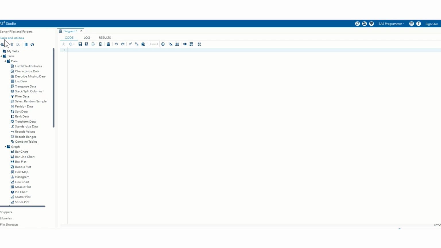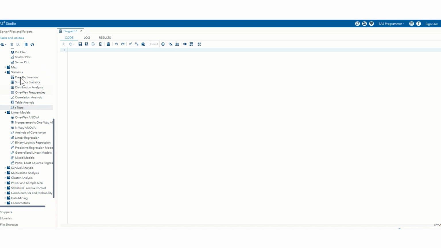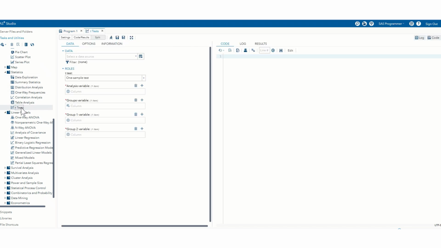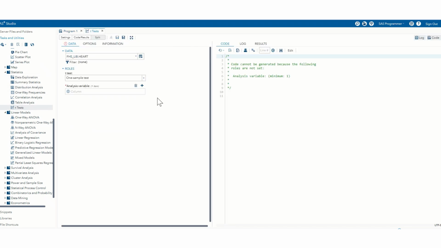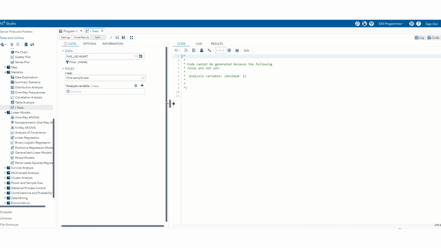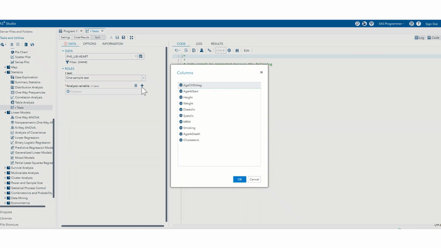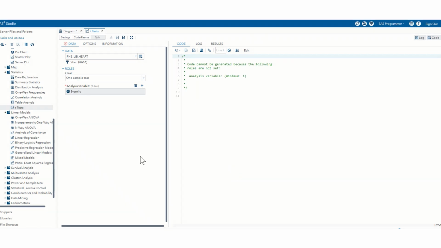Go to Tasks and Utilities. Under Tasks, under Statistics, double-click on t-tests. That will open up a middle pane. Make sure that the fhs_lib.heart dataset is selected. Keep the t-test under roles as one sample t-test. Let our analysis variable be systolic blood pressure.